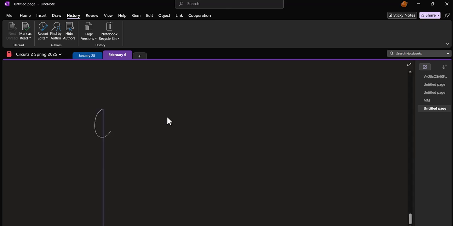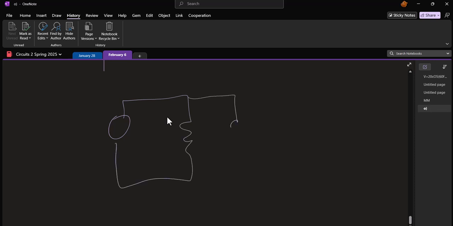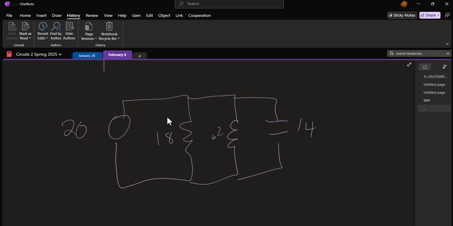Can someone just tell me what my values are? Voltage is 20, resistance is 18, capacitance is 14 farads, inductance is 0.2 henries, resistance is 18 ohms, and voltage is 20 angle 0? Yes, ma'am. Okay, all right.